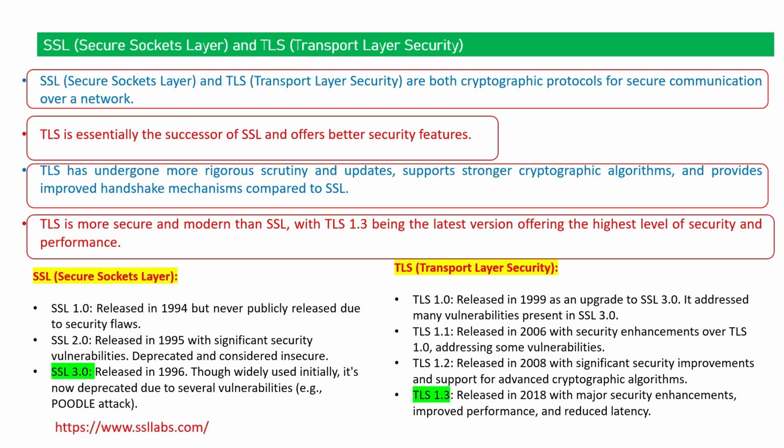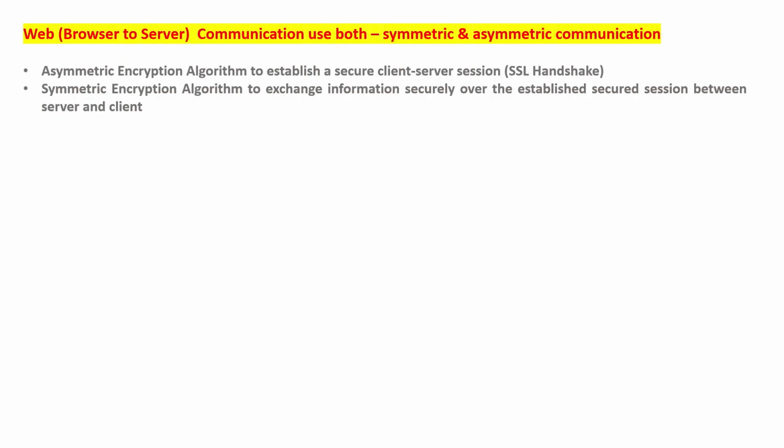Okay, and SSLLabs.com is where you can go and search for different websites. If you would like to see which TLS version a particular website is using, you can search for that website name, and then you will see the TLS protocol version that is getting used.